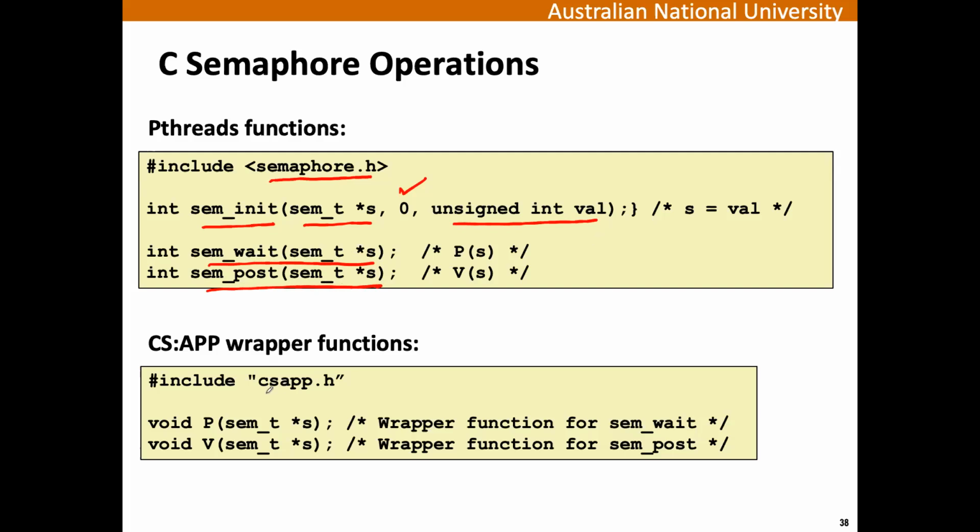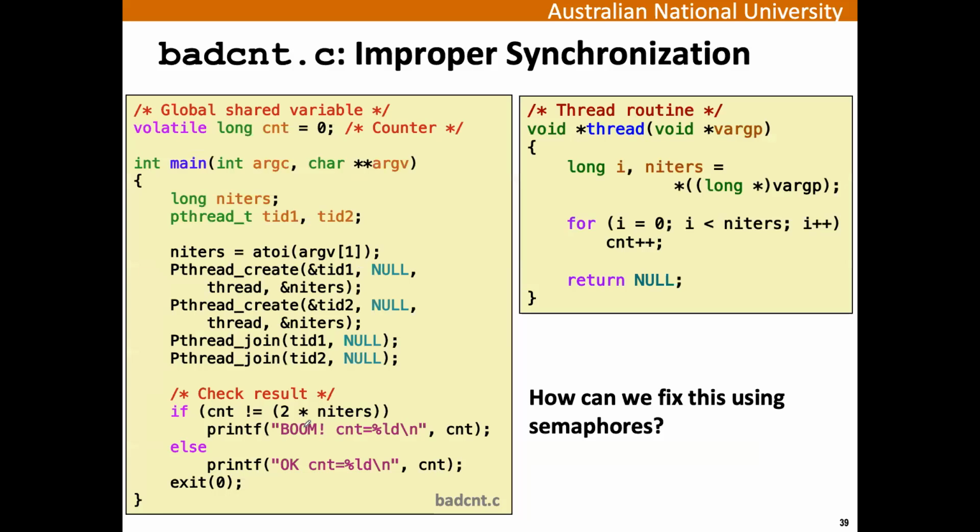So in csapp.h, we have wrappers for these two functions. Wait means, in case the semaphore is 0, wait for it to become non-zero. Post means if someone is waiting for the semaphore to become non-zero, post a value, wake them up. So these are the P and V operations. And what we're going to do here, so this is the bad count once again. So how can we fix this using semaphores?